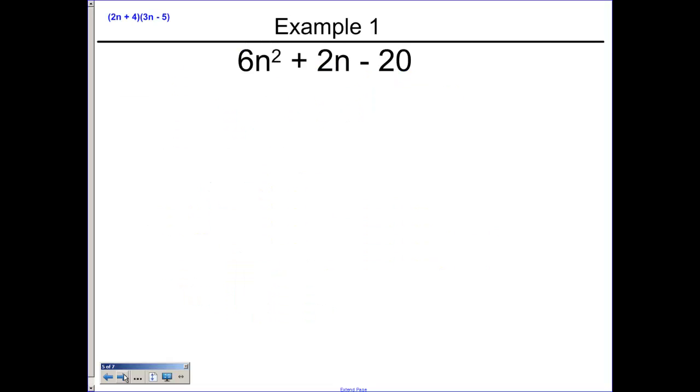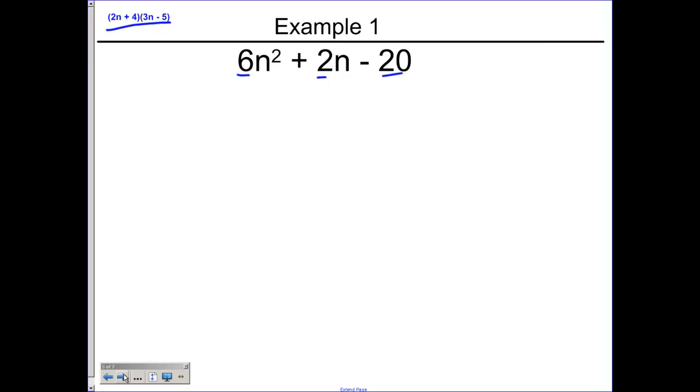So we're going to take that example of 6n squared plus 2n minus 20, and we're going to work it backwards. And we can see up here we already know what the answer is supposed to be. Step 1 is to pre-simplify. Now you don't have to do step 1. I like to do it just to work with smaller numbers. So pre-simplify means look at your coefficients and your constant, and is there any common factor that you can divide out before you start to factor?